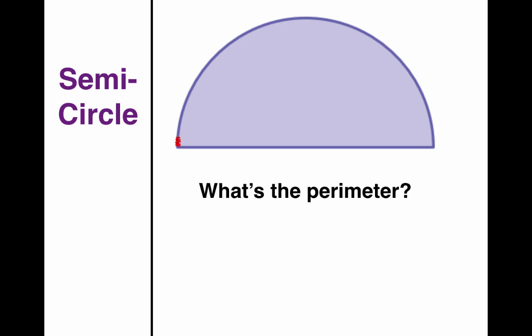Let's think about this. Part of the circle, which I just highlighted in red there, is rounded, which means we need the circumference formula. We know circumference is pi times d, but do we need the whole circle? No, we only need half of the circle. So we're going to take our formula and we're going to divide it by 2. That's going to give us half of the circle. But is that the whole perimeter of our object? And the answer is no.